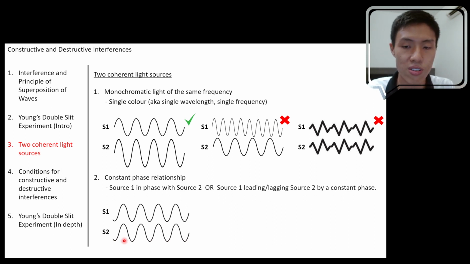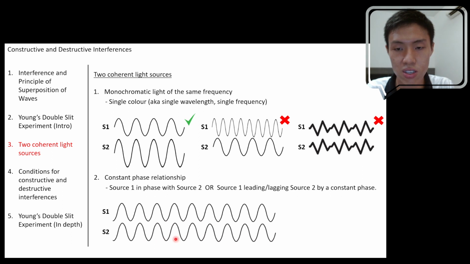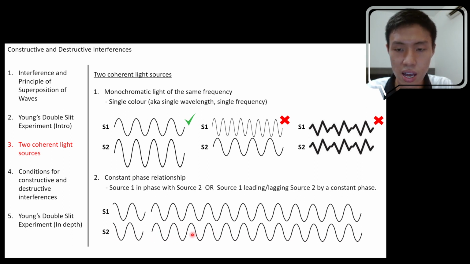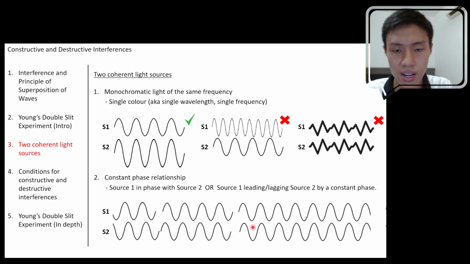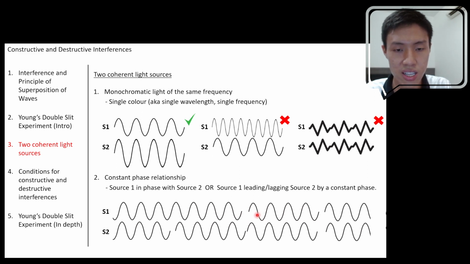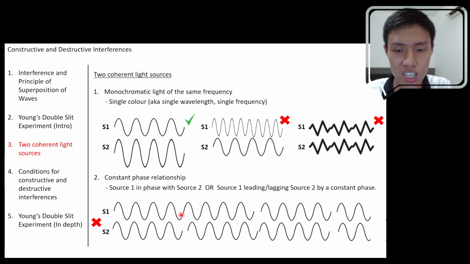So you can see the wave is traveling. They look like they are in phase with each other throughout the journey. Oh, but there's a kink over here. Now you can see that the relationship changed. Another kink over here, the relationship changed. Another kink over here, the relationship changed.